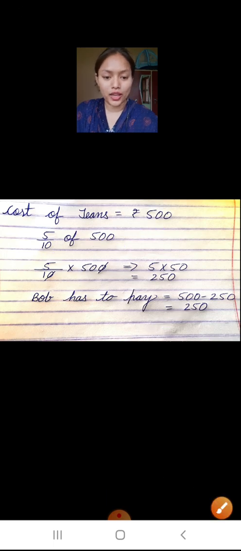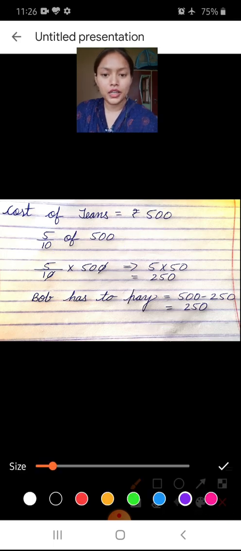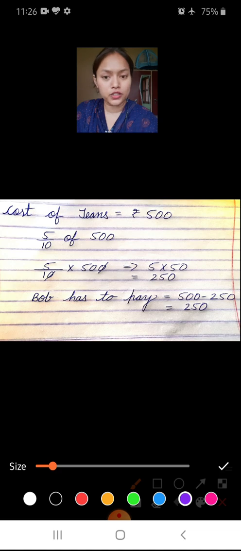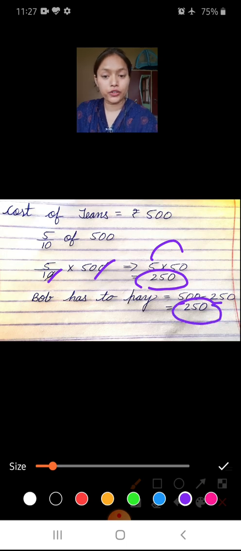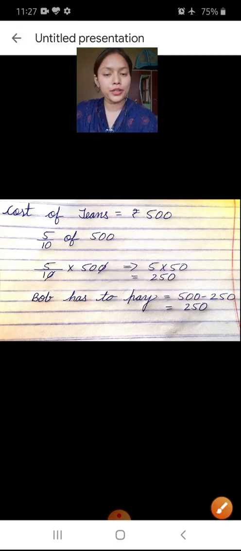Or you can do as I have done here. It is 5 upon 10 of 500. So 0 cuts by 0. What is left? 5 and 50. 5 multiplied by 50 is 250, which means 250 amount will be less. So 500 minus 250, what's left? 250. So Bob has to pay 250 rupees for the pair of jeans. This was question number 1.